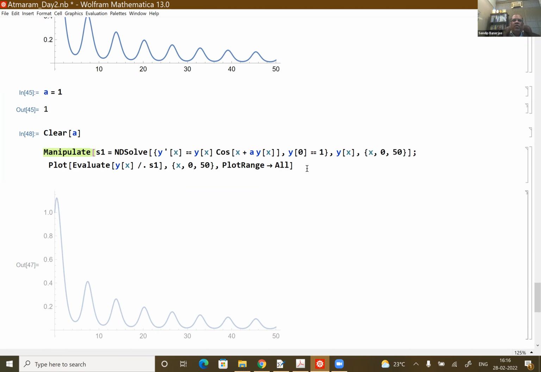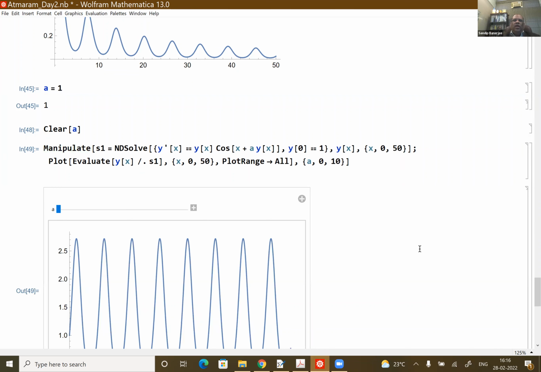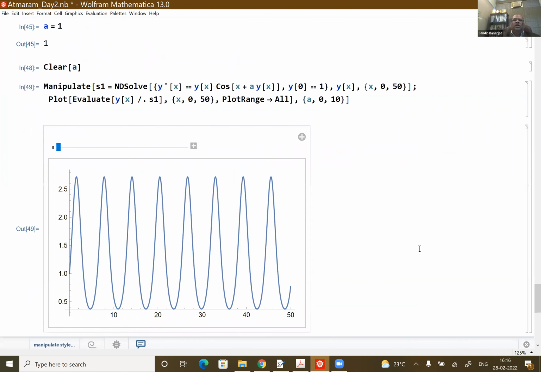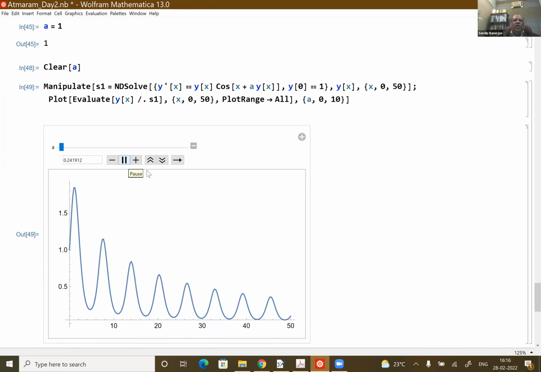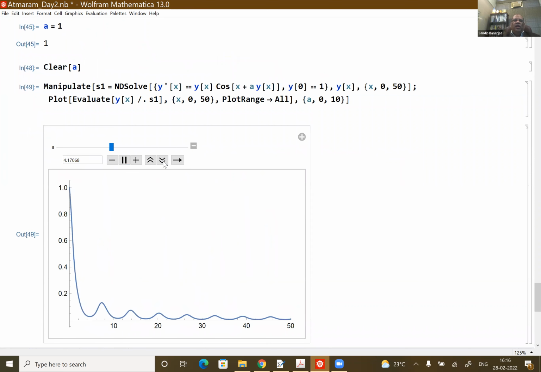So from here to here, the code works. I will just give a comma and I will vary A, say from 0 to 10. And I close it. The moment I do it, I will get something like this. And as you know, I will vary it. And this is how it will be.